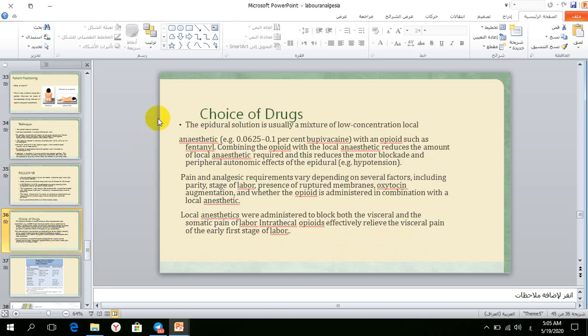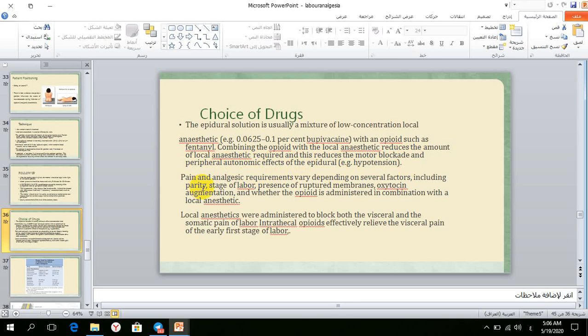Choice of drugs: how do I choose the drugs I use? The epidural solution is usually a mixture of low concentration local anesthetic, for example 0.0625 up to 0.1% bupivacaine with an opioid such as fentanyl. Combining the opioid with the local anesthetic reduces the amount of local anesthetic required, and this reduces the motor blockade and peripheral autonomic effects of the epidural, for example hypotension.